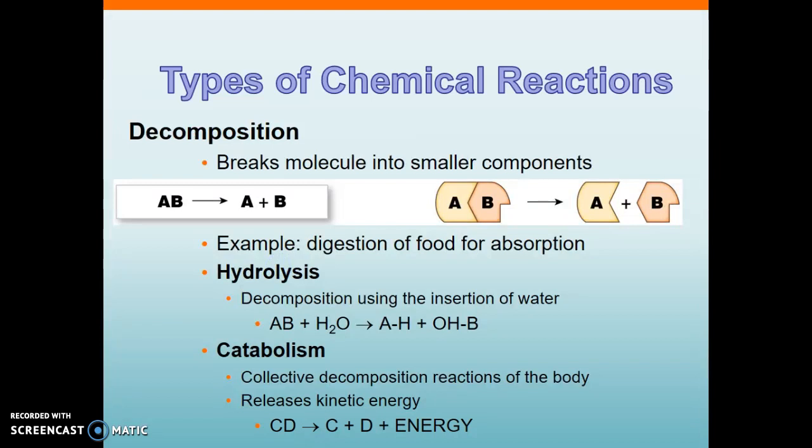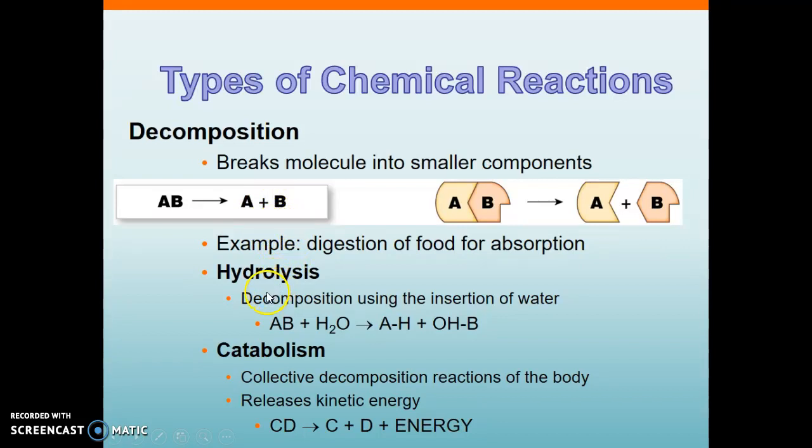We have to look at the different types of chemical reactions. Remember, a chemical reaction is just making a bond or breaking a bond, and the first one we're going to look at is decomposition. So you know something is breaking down into smaller components, decomposing, breaking, such as digestion, and you're going to have your initial molecule, your reactants, breaking down to form your two products.